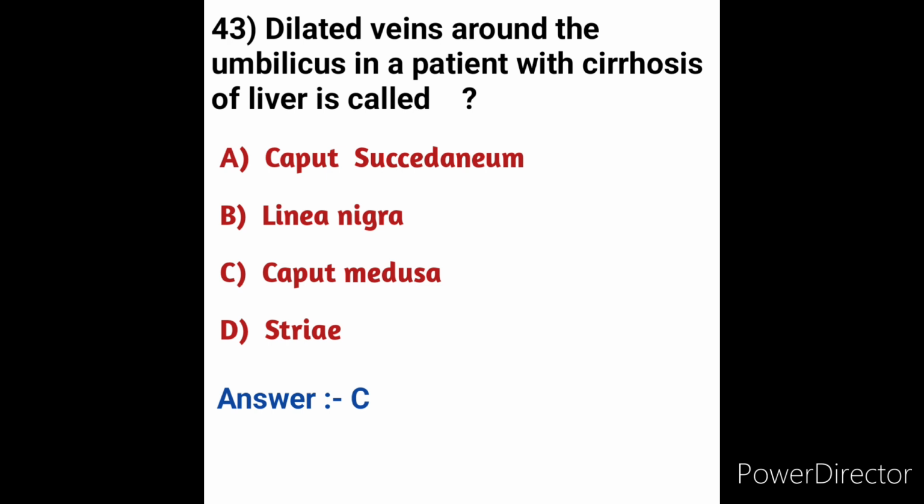Actually, we have to know the definition of caput medusa. Caput medusa is the appearance of distended and engorged superficial epigastric veins around the umbilicus across the abdomen. Caput medusa is one of the cardinal features of portal hypertension. Here, the dilated veins around the umbilicus in the case of cirrhosis of liver are called caput medusa. Option C is the correct answer.